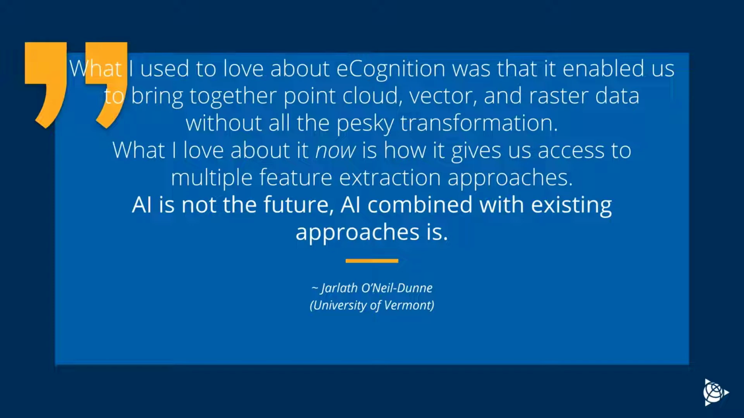But Giles really summed it up well when he talked about eCognition, saying what I used to love about eCognition was that it enabled us to bring together point cloud, vector and raster data. So that's that element of data fusion I mentioned, without all the pesky transformations. Again, drag and drop those data sets into eCognition, and they're all there and you're ready to communicate with one another. He went on to say, what I love about it now is how it gives us access to multiple feature extraction approaches. So that is this method fusion aspect that I was talking about.